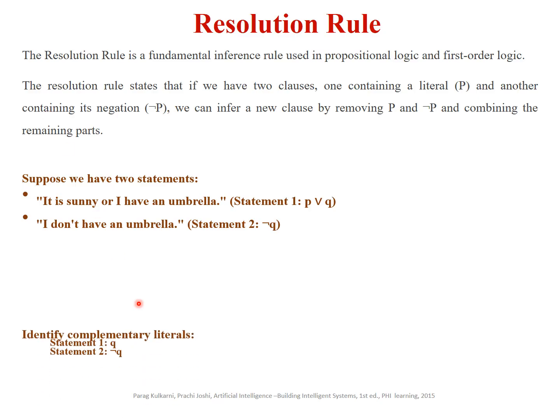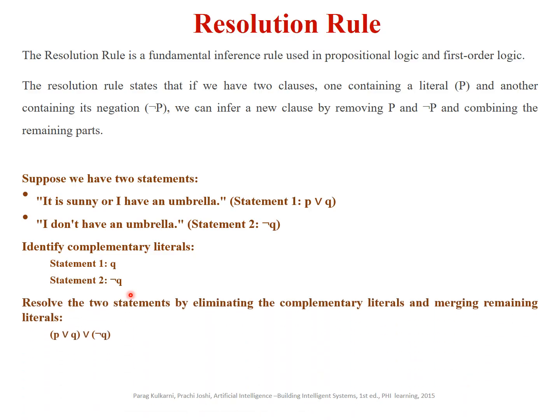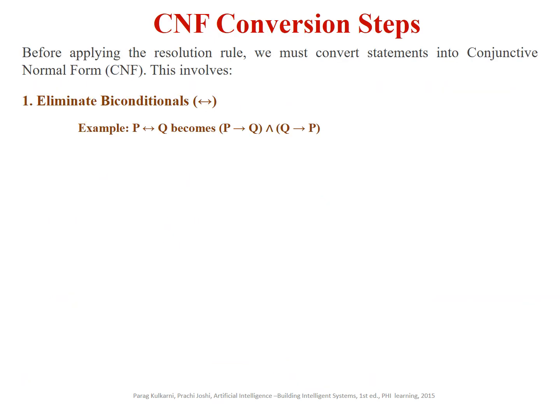So from these two statements, we are identifying the complementary literals, say Q and negation of Q. We can combine the remaining parts. So the result would be it is sunny. So this is the conclusion that we have derived. We have seen the resolution rule.